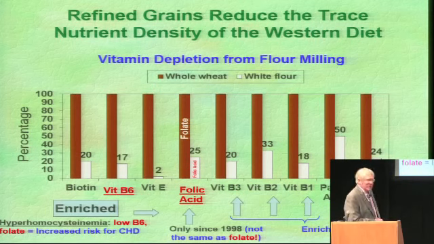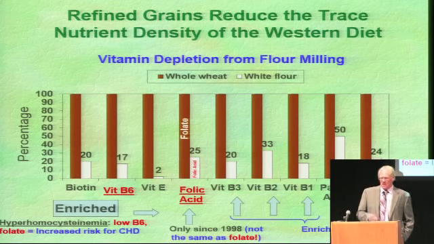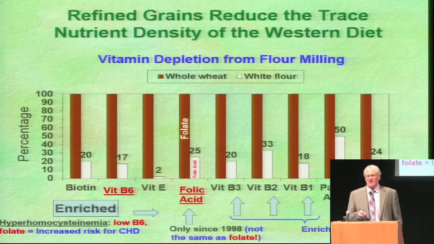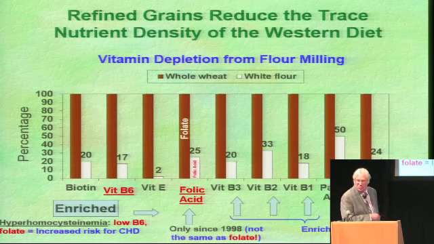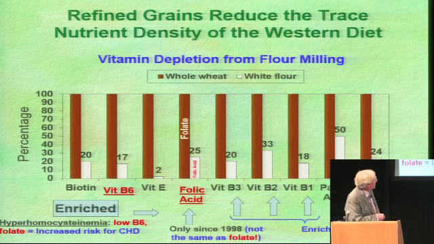But paradoxically, folic acid didn't exist until 1948. Nobody on the planet ever ate folic acid until 1948, when chemists at Lederle Labs synthesized the compound. Folic acid and folate are not the same compound. So when we eat refined grains, you can see that we're knocking the hell out of folate, and this is what's left, and then we replace it with folic acid.